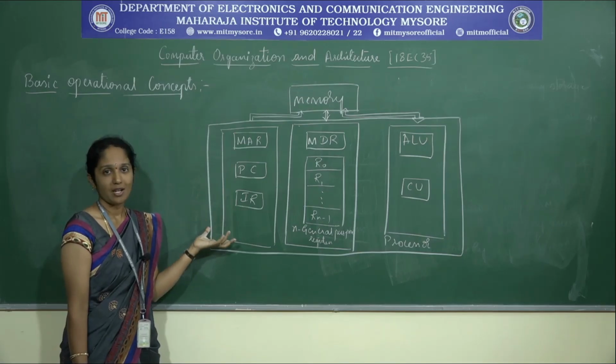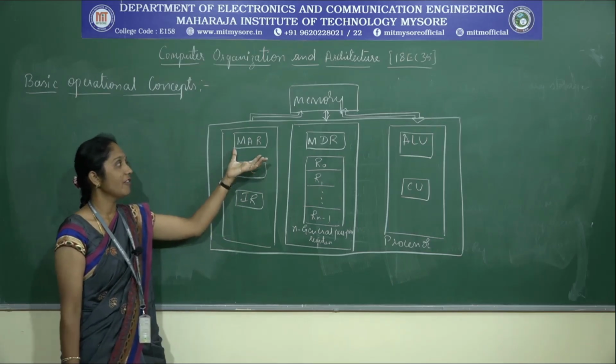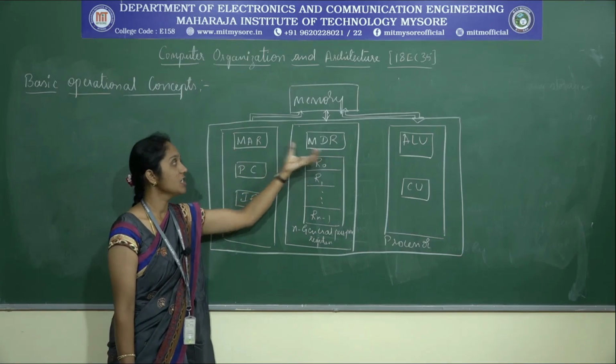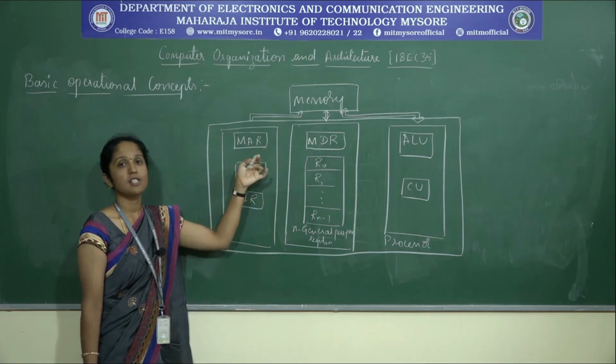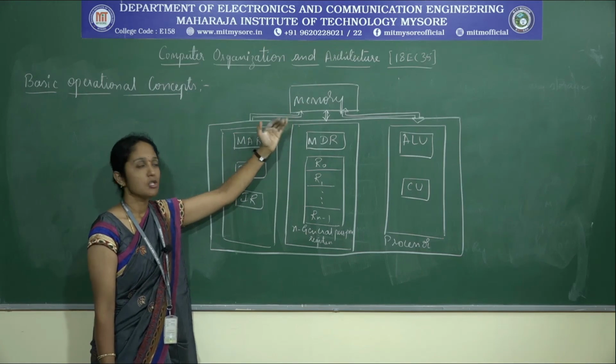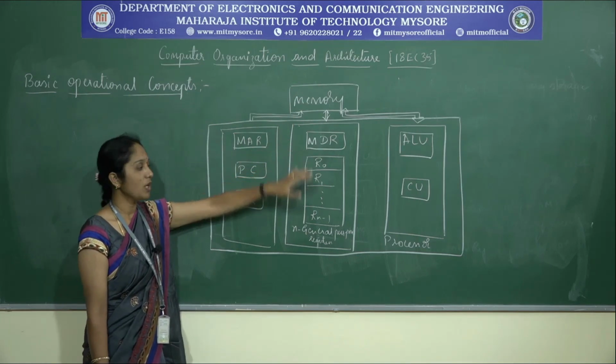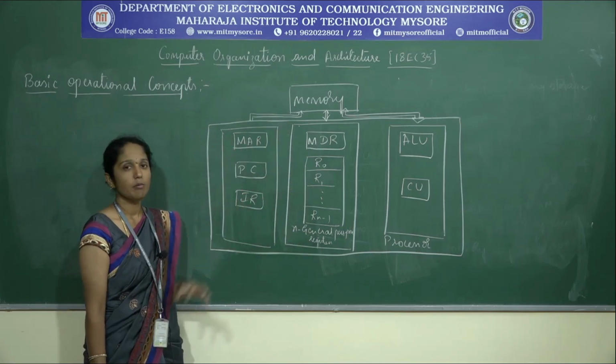which are required to perform the required task. So now we have MAR and MDR. These two are the registers which will communicate with the memory. This will establish the communication between the processor and the memory.